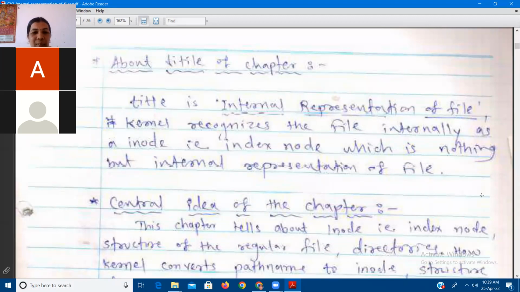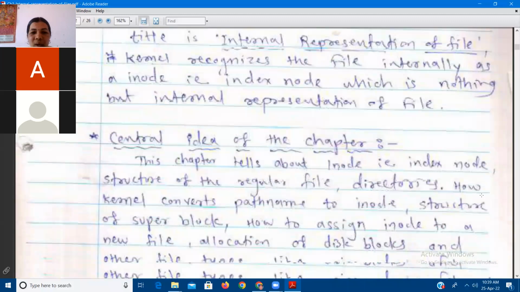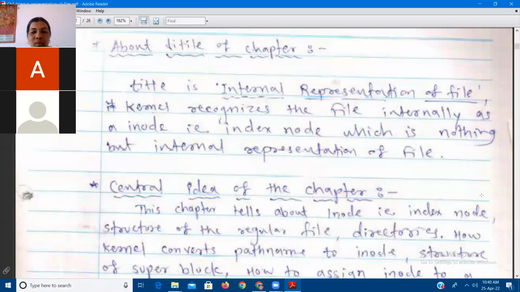This is the title of the chapter. Next, the central idea of the chapter. I hope you are noting it down. Title of the chapter: internal representation of a file. The kernel recognizes a file internally as an inode, that is index node, which is nothing but the internal representation of a file. The chapter name itself is the inode.